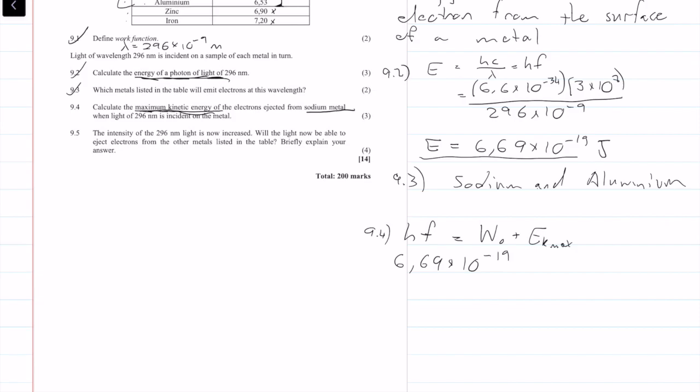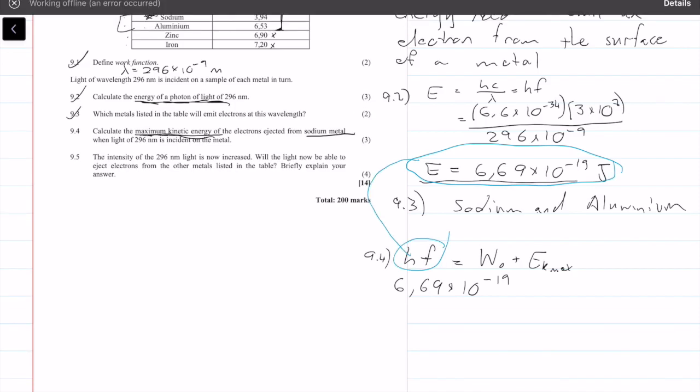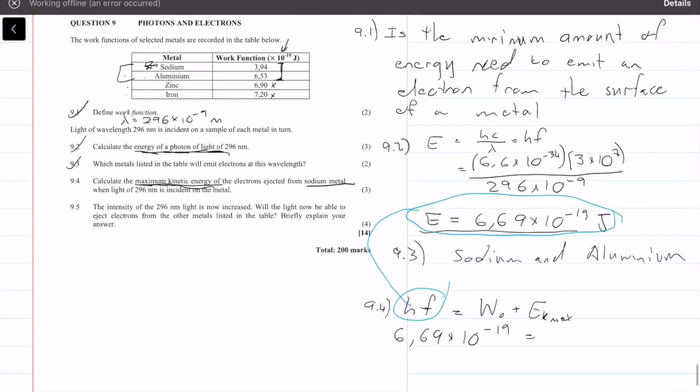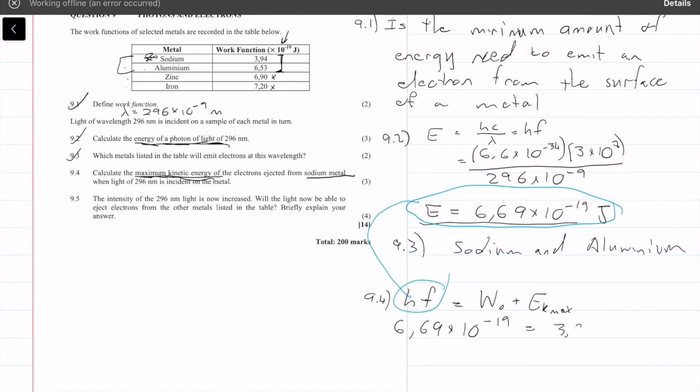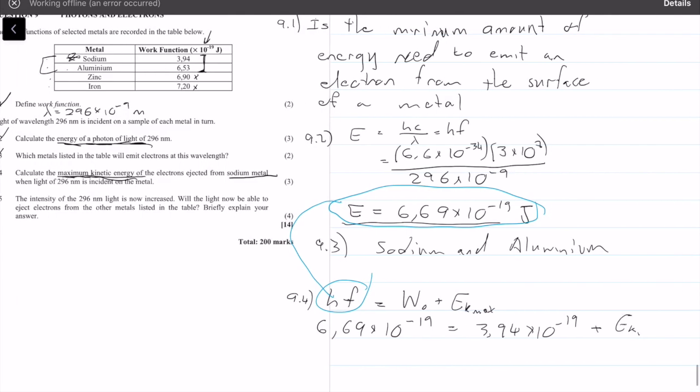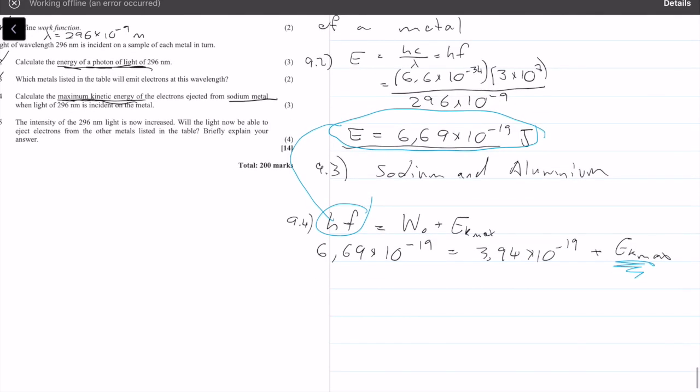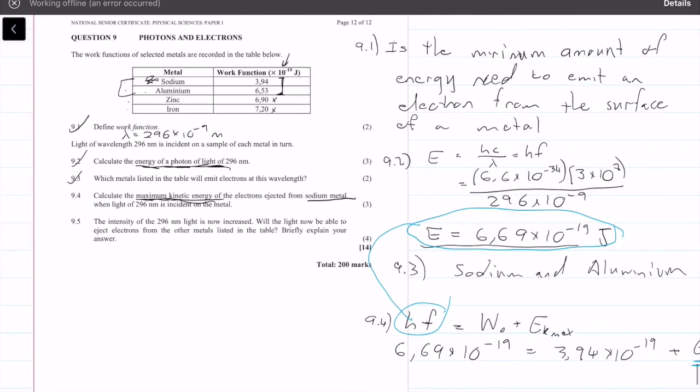If you don't know where that's from, this value that we just calculated is the total energy, equal to the work function, which is 3.94 times 10 to the minus 19, plus EK max. The only unknown in this equation is EK max, so we can solve for it quite simply by subtracting the two values, and we get that EK max, the maximum kinetic energy, is equal to 2.75 times 10 to the minus 19 joules. And we get 3 marks for that.